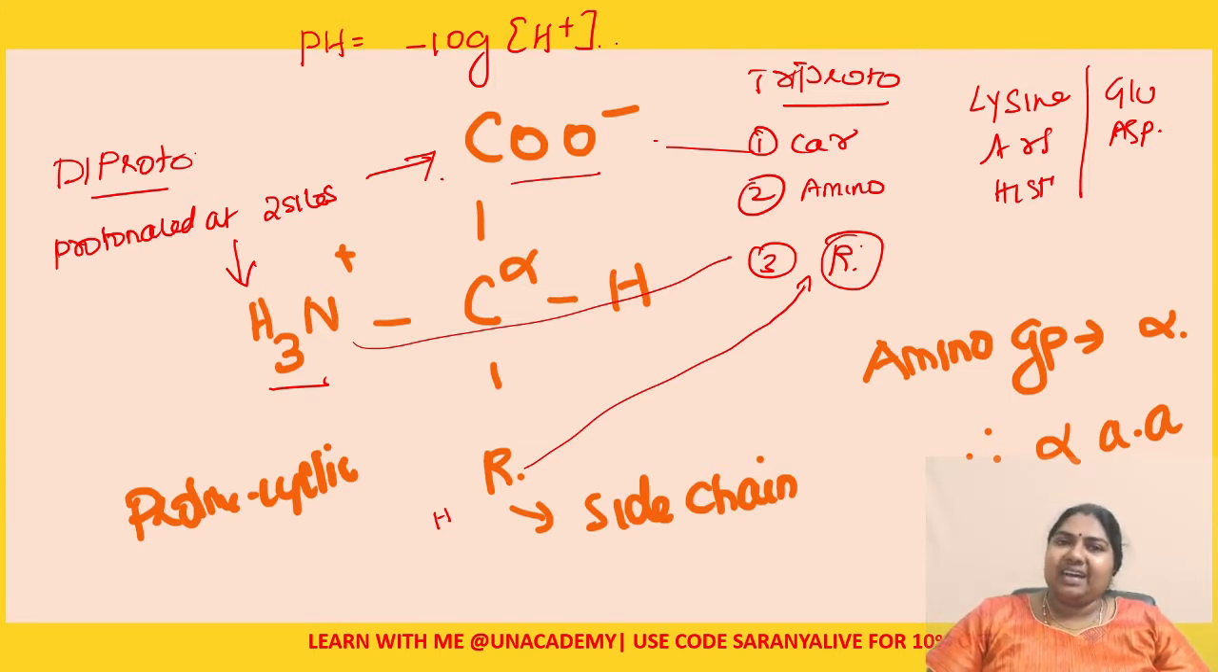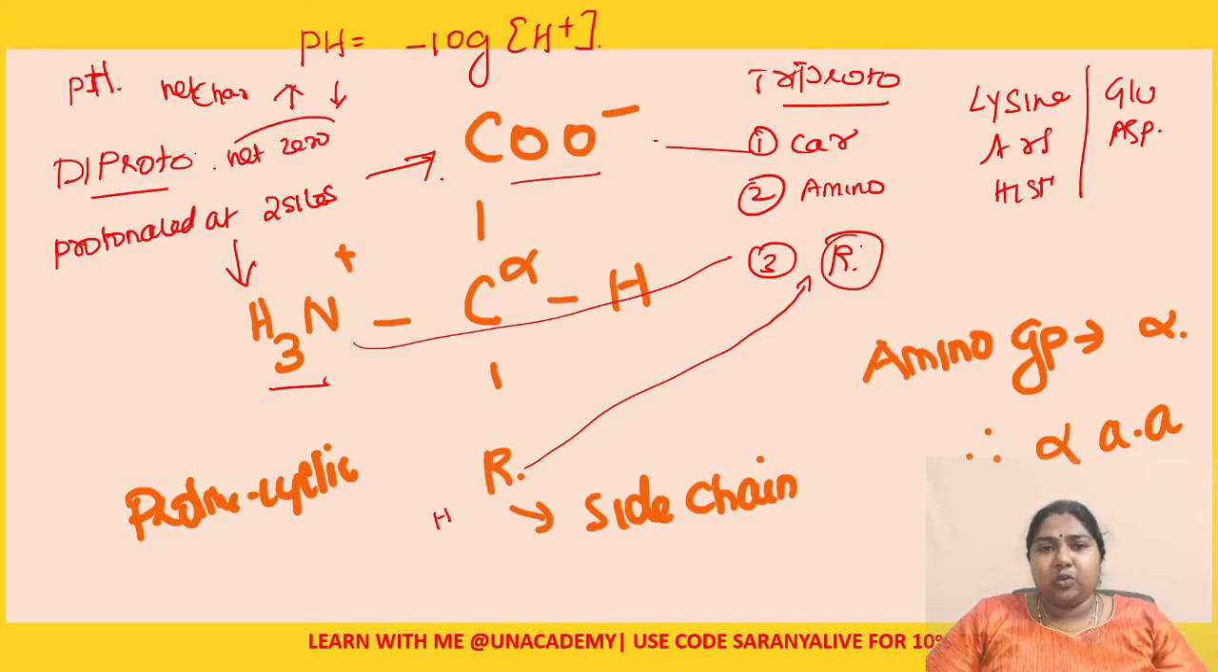Because of this, there is going to be a modification in the net charge of our amino acid. If you keep on changing the pH, the net charge can either increase or decrease. But at one point, the net charge becomes zero. The point at which the net charge becomes zero is what is called the isoelectric point, or the pI.